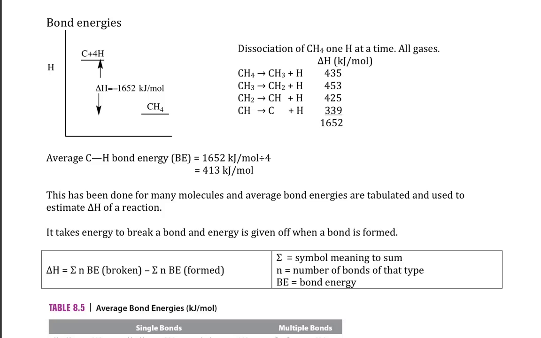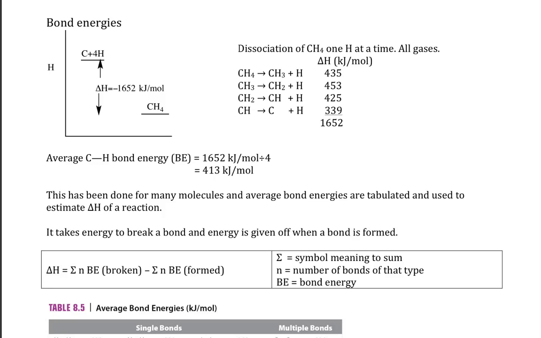If we take that CH3 and pull off another hydrogen, we have CH2 plus H. That takes 453 kilojoules per mole of energy. We then take the CH2 and pull off one more hydrogen, getting CH plus H. That takes 425 kilojoules per mole. If we take off that last hydrogen, CH forming C plus H, that takes 339 kilojoules, giving us 1652 kilojoules per mole to totally break CH4 into its atoms.